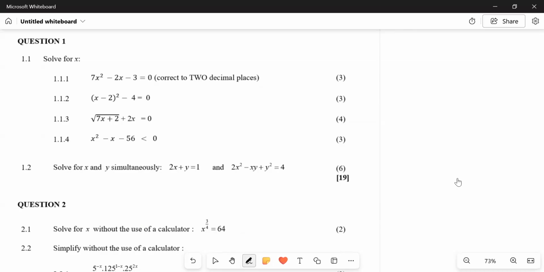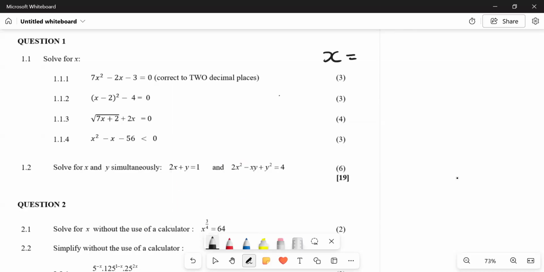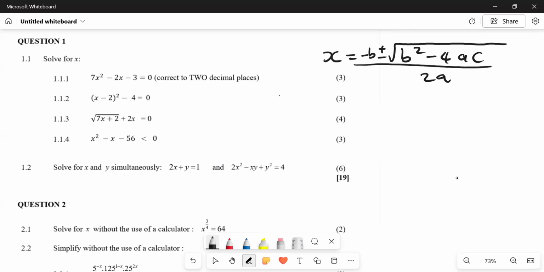Your quadratic formula is given as x equals negative b plus or minus the square root of b squared minus 4ac, all divided by 2a, right? Where a is equal to 7, b is equal to negative 2, and c is equal to negative 3. Now we just need to substitute the values.